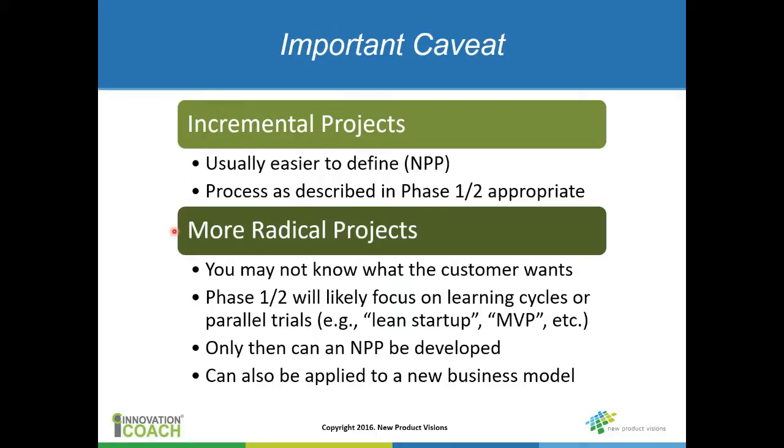But you have to think about, if you're developing a more radical product, maybe something brand new to your company or new to the market, or maybe a brand new business model, you may not even know what the customer wants. So trying to sit down and develop a marketing document might be a waste of time. And so you might really be in phase 1 and phase 2 focusing on this concept of using the learning cycles or parallel trials in order to figure out what exactly you need to develop.